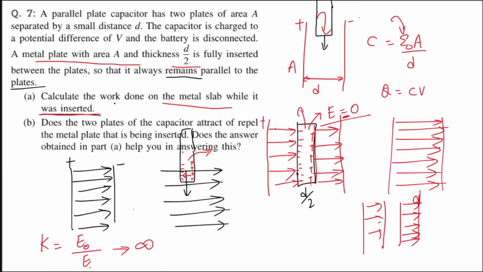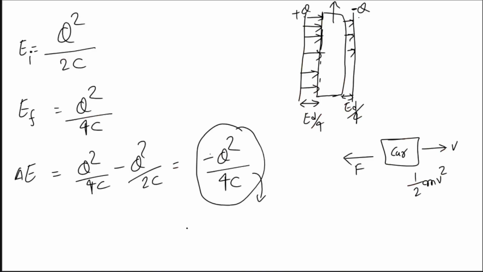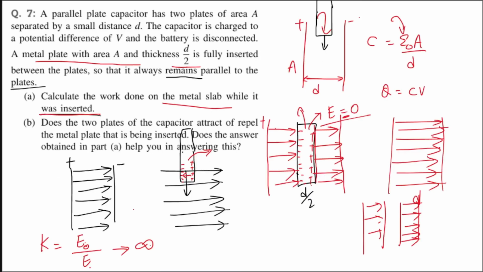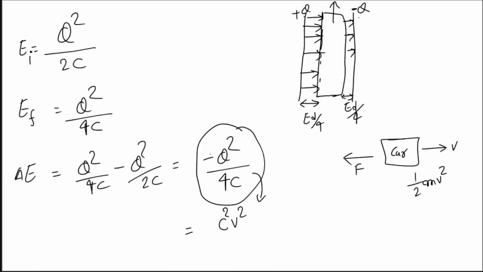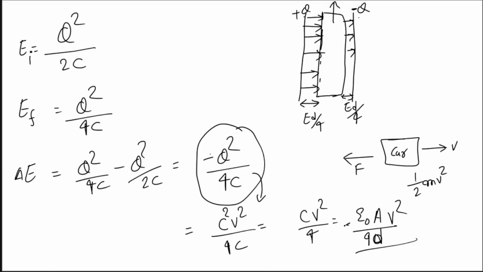What was the question asked? Calculate the work done on the metal slab while it was inserted. So break q. If you break q, what will you write? q is C V, because initially q was CV, and V is given, right? So you will be writing (CV) square by 4C. So this will become CV square by 4. Break C also: epsilon naught A by 4d, into V square, with a negative sign. So this is the loss in energy. This is the change in energy, you can say.